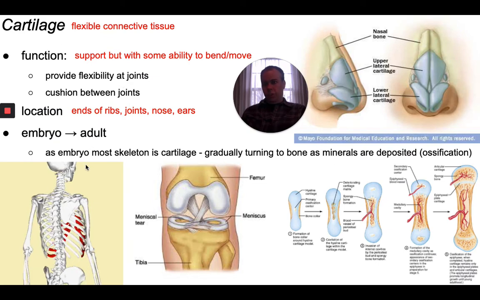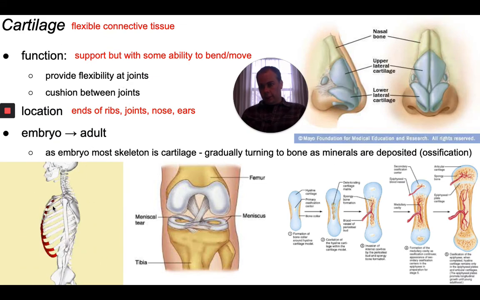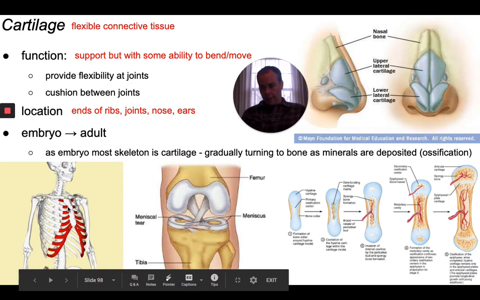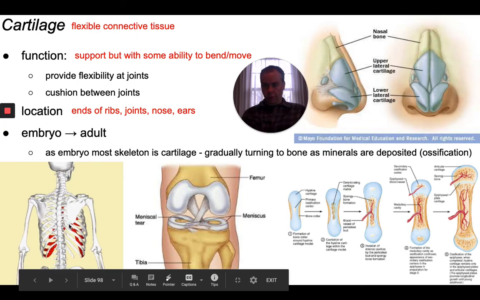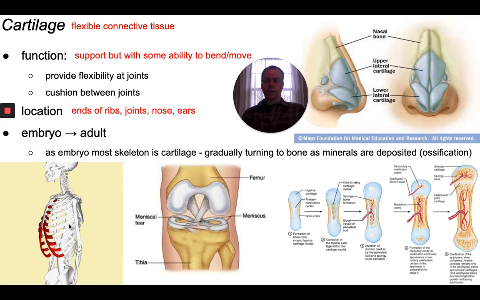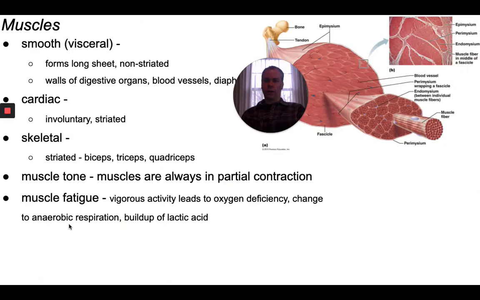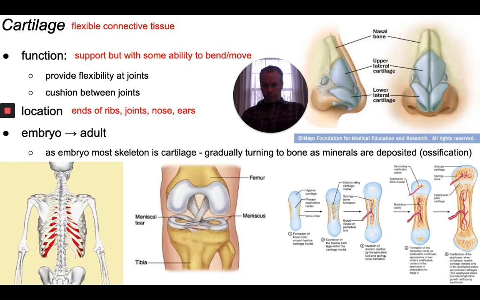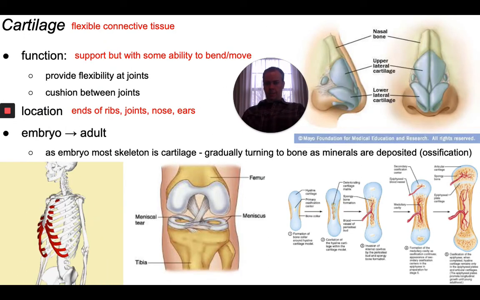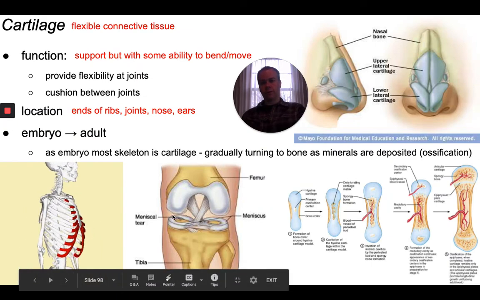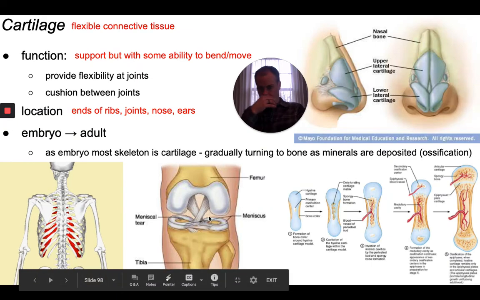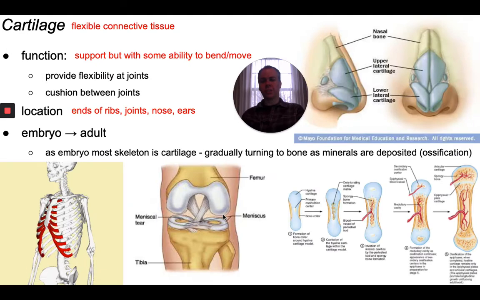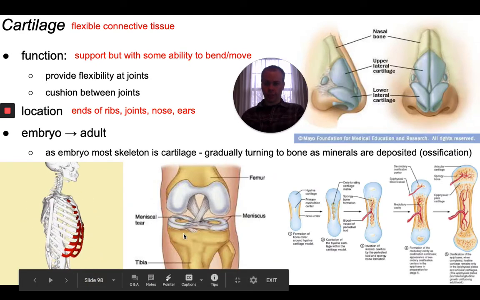You could also see we have cartilage that makes up part of our rib cage, the ends of our ribs, allowing for the movement of our ribs as they flex and expand as we breathe in and out. If you've ever heard of somebody having a meniscal tear, it's a tear in the cartilage within the knee.